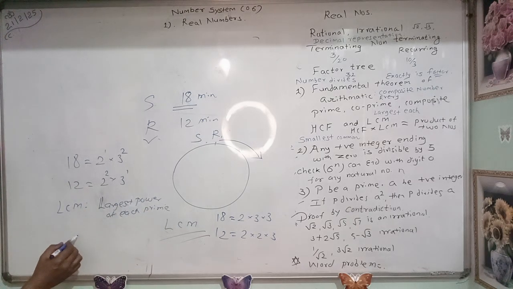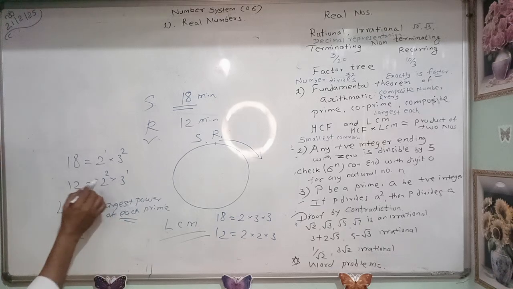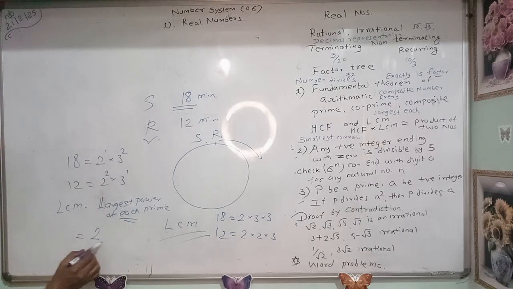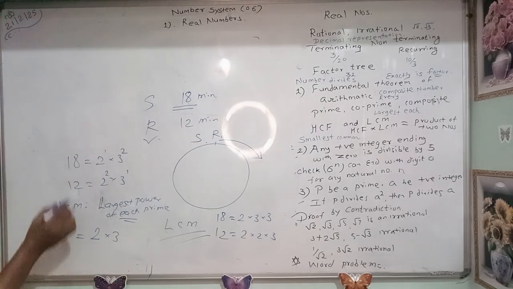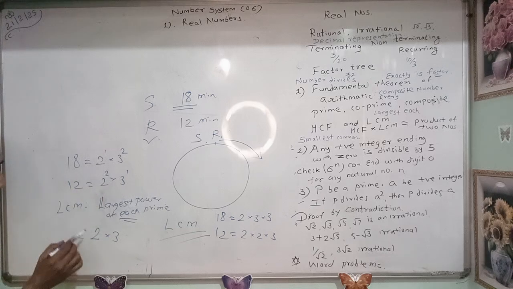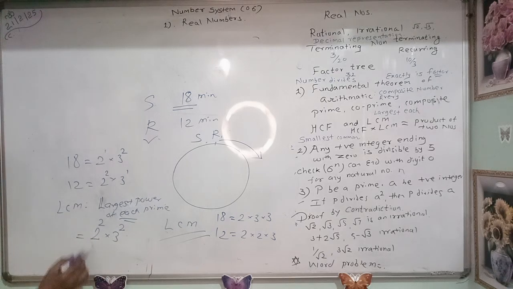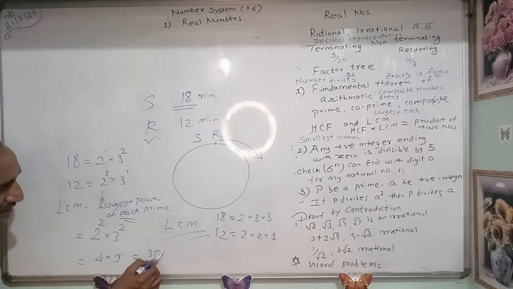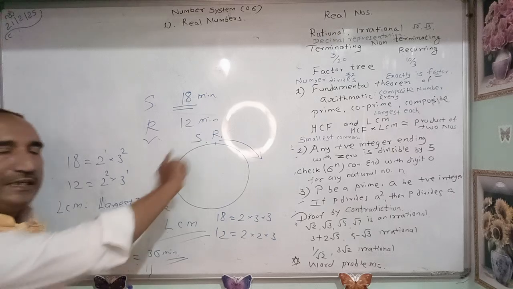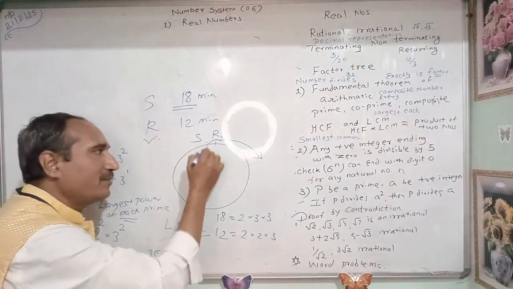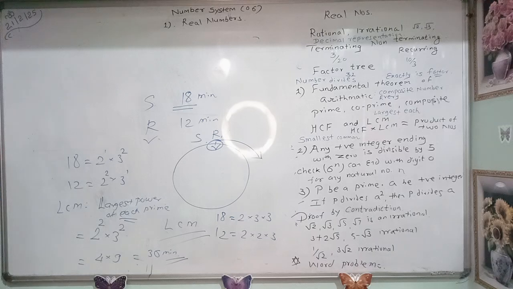So largest power of each. Each means every number we have to consider. Here 2 is there, then 3 is there. Anyone else? No. So what is the largest power? Here power is 1, here power is 2. So we have to take the largest power. 2 square is 4, 3 square is 9, 9 fours are 36 minutes. So after 36 minutes, they will meet again at the starting point from where they started.